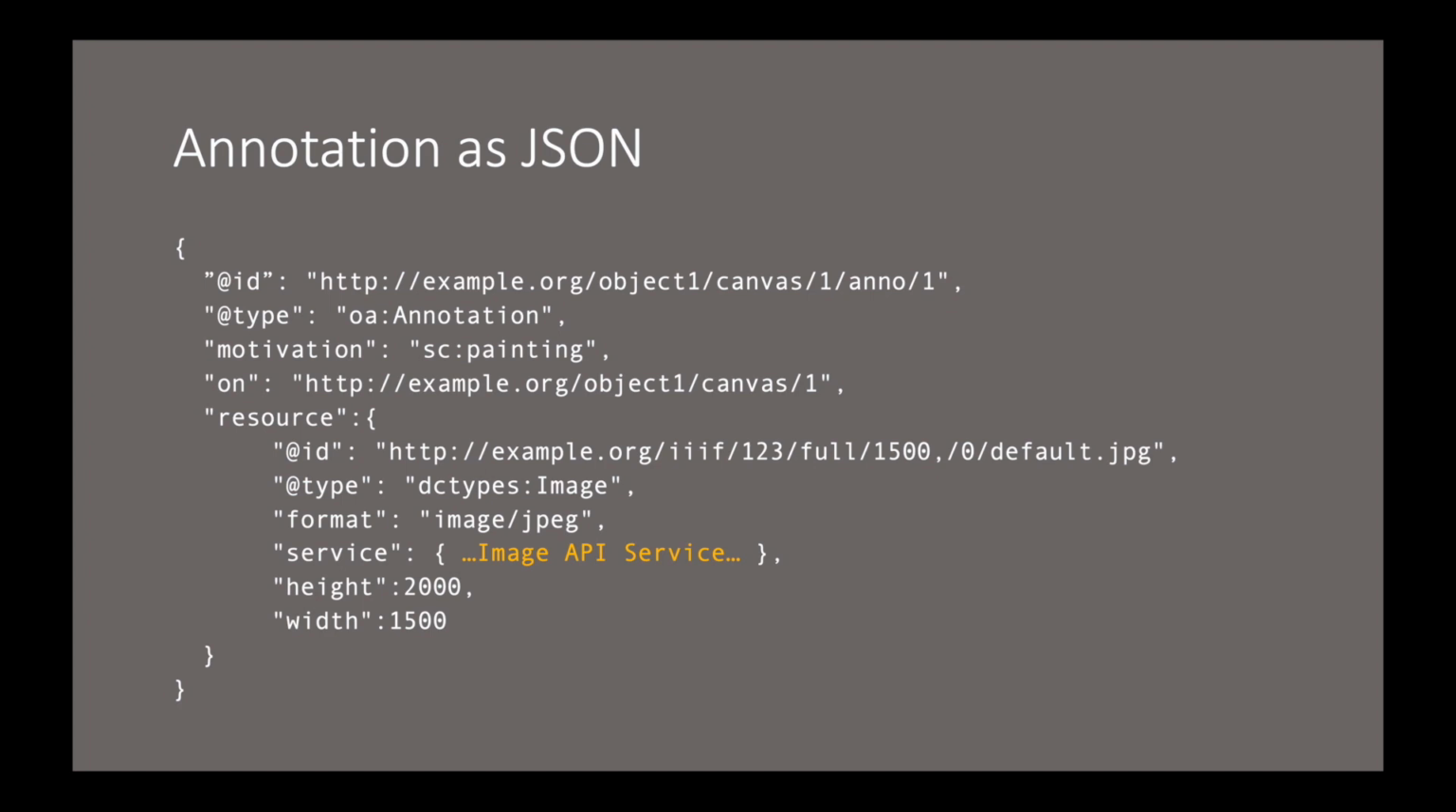When a viewer sees that service, it understands that it can then contact the IIIF Image API server and request the image at perhaps different scales or tiles, whatever it needs to render the content for its particular use case.